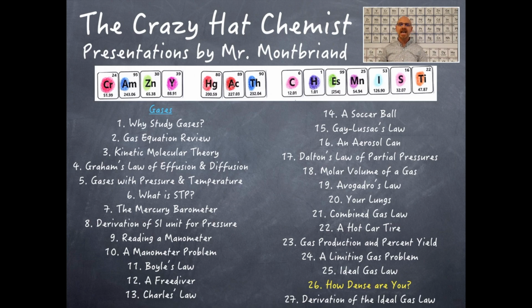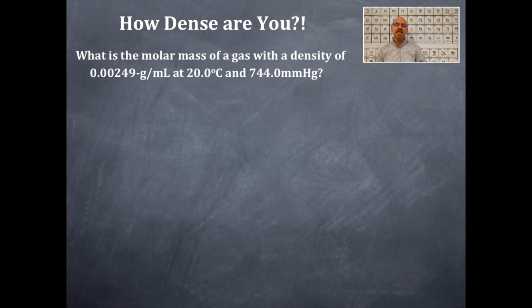So another video on gases. Bam! So today, how dense are you? What is the molar mass of a gas with a density of 0.00249 grams per milliliter at 20.0 degrees Celsius and 744.0 millimeters of mercury? So what we're going to be using is the ideal gas equation.